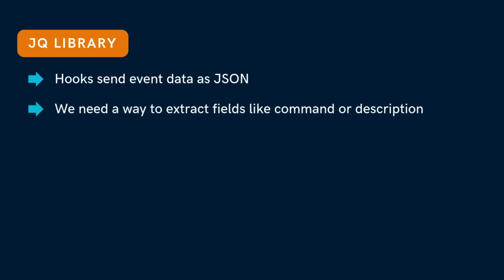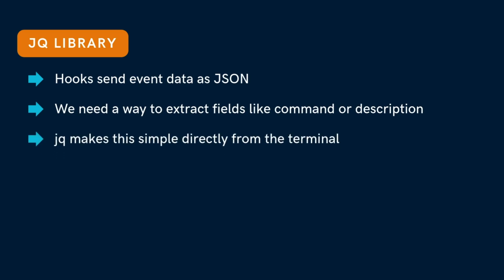In this video, we will learn about the jq library. It is important to understand how to parse JSON using this library because every hook sends structured information in JSON. For example, details about the command that's about to run and what it's doing. In most cases, we don't need the entire JSON. We just want specific values like the command itself, a description, or a status field. With jq, we can pull out those fields directly from the terminal using simple one-line commands. It keeps our scripts clean and makes handling event data straightforward.